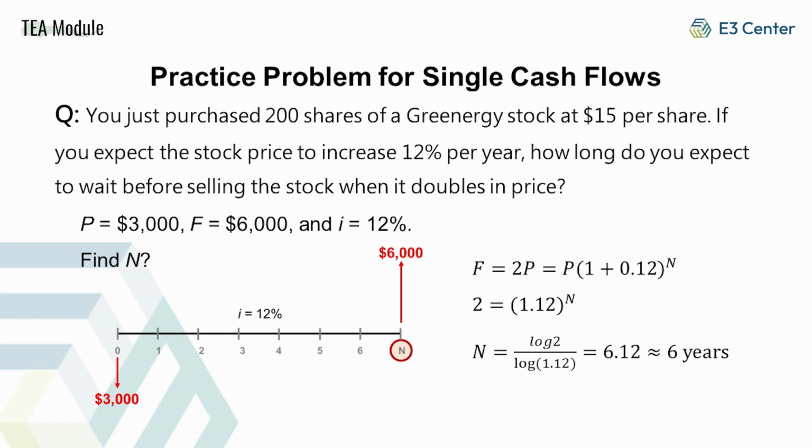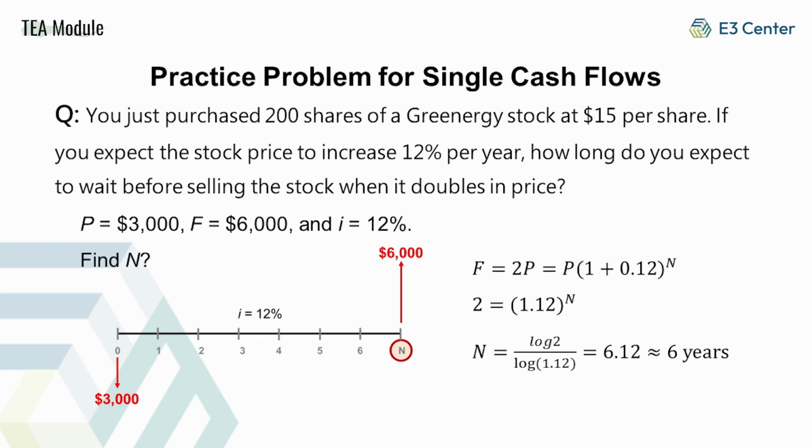So let's take an example. Imagine you are investing in green energy stock at $15 per share. If the stock price is expected to increase by 12% annually, you will naturally wonder how long it will take for your investment to double.